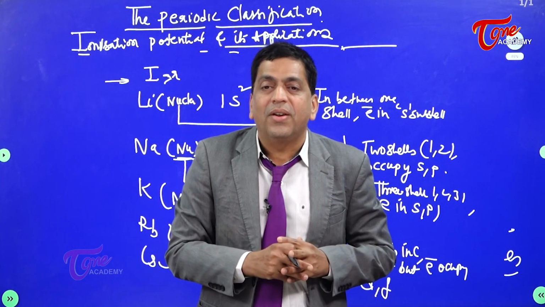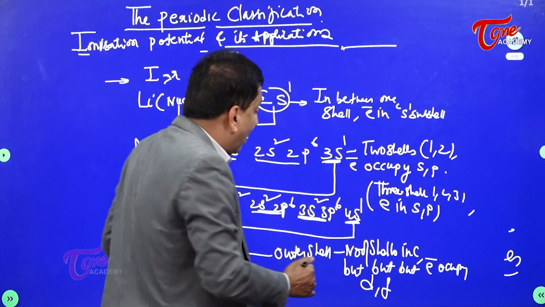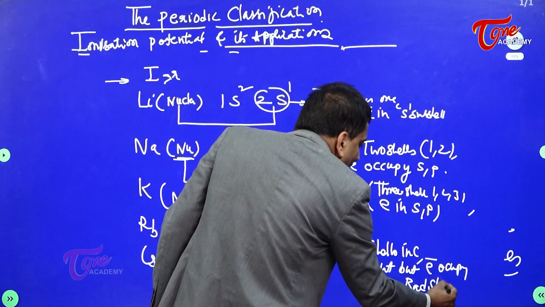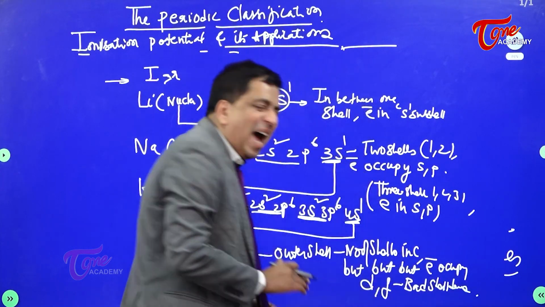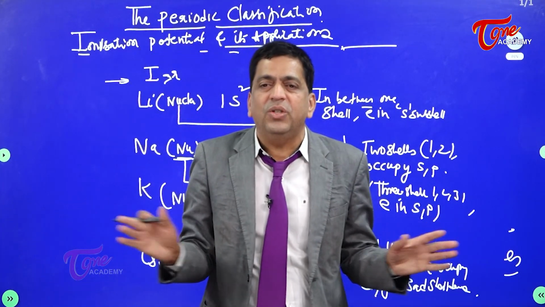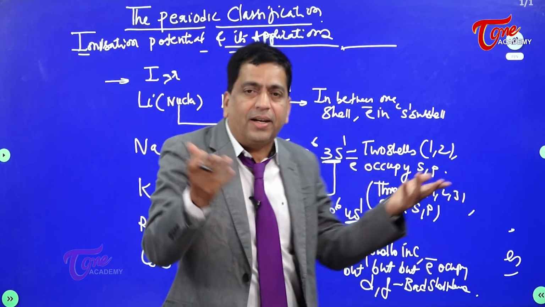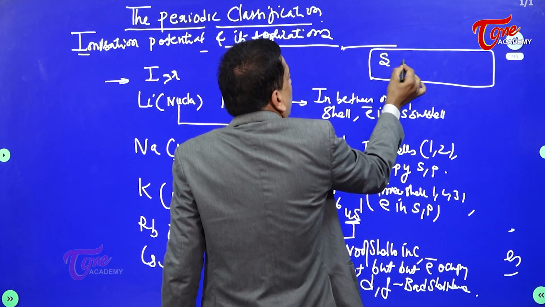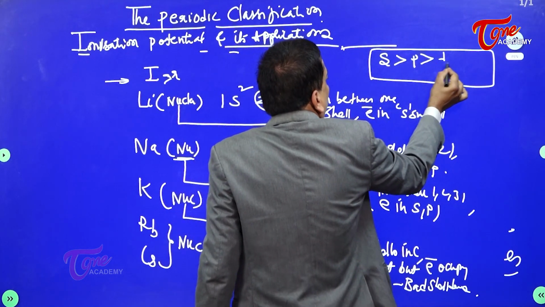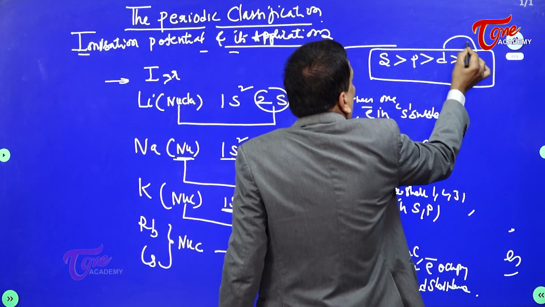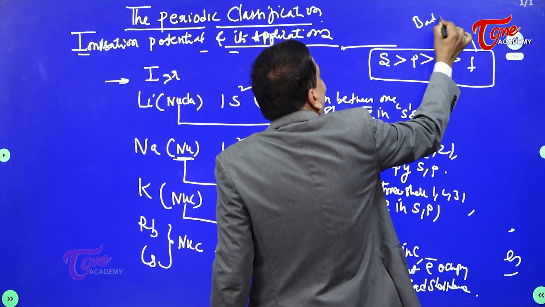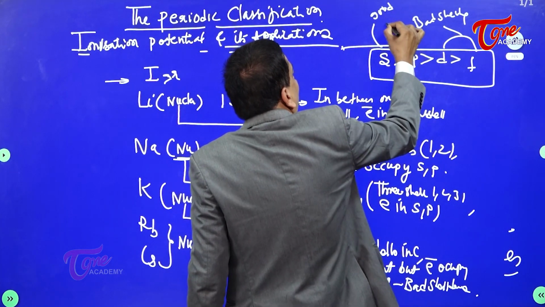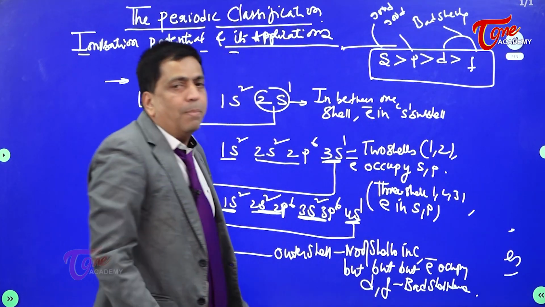You can ask me, so what? They occupy D, F. And when there is D, F, these are bad shielders. They are bad shielders of nuclear force of attraction. Recollect, look into the trend: S is greater than P is greater than D is greater than F. These two are bad shielders, and these two are actually good. And the best is S.